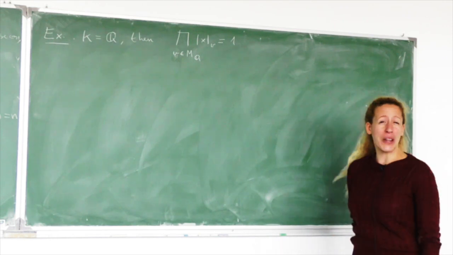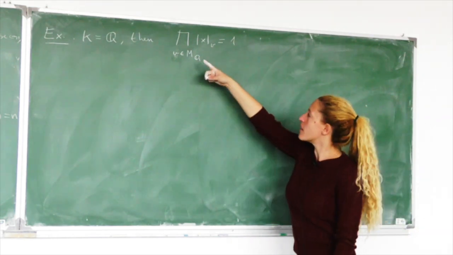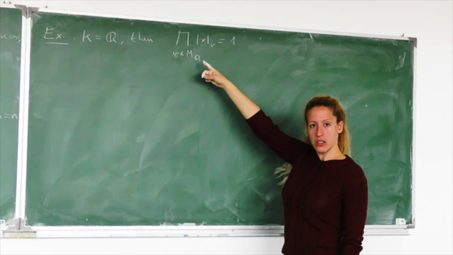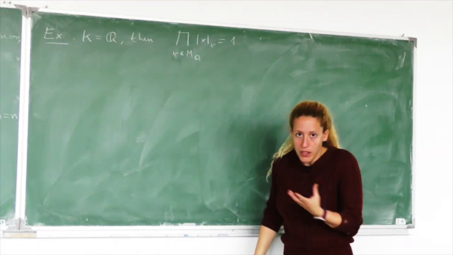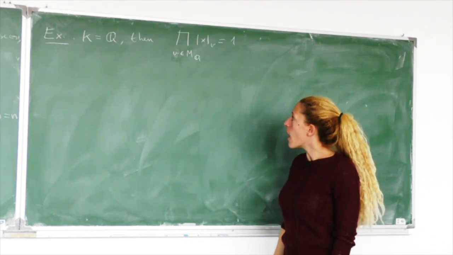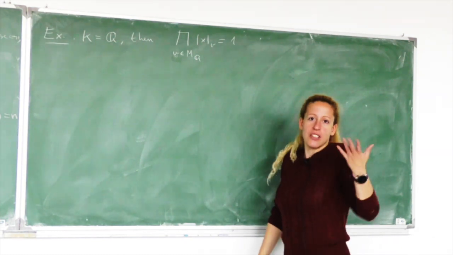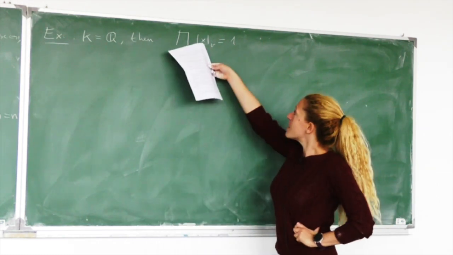But actually it is quite easy, right? Because which ones are the valuations of the rationals? So we have the Archimedean one. The Archimedean one is the classical absolute value that we know. And then we have the p-adic ones. So it's just looking at the order, right? But what is this then?